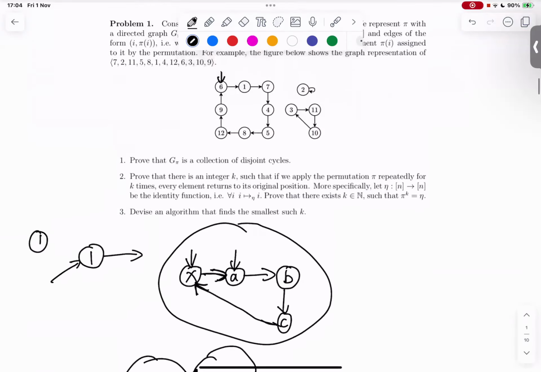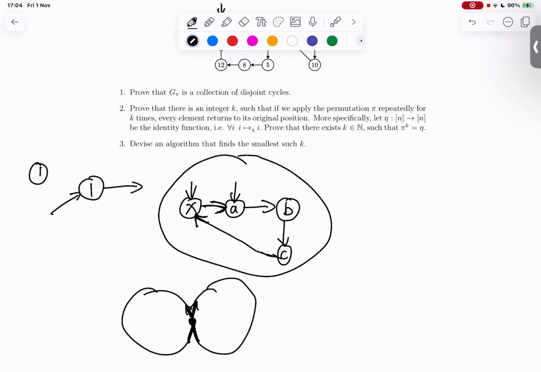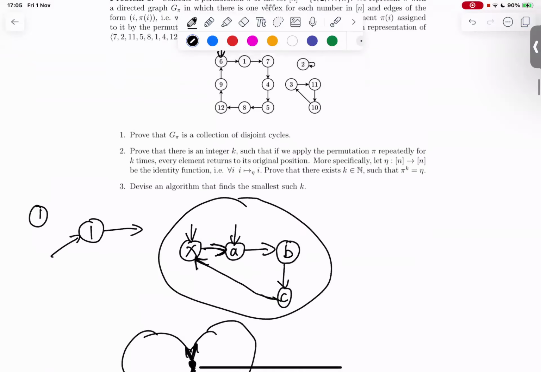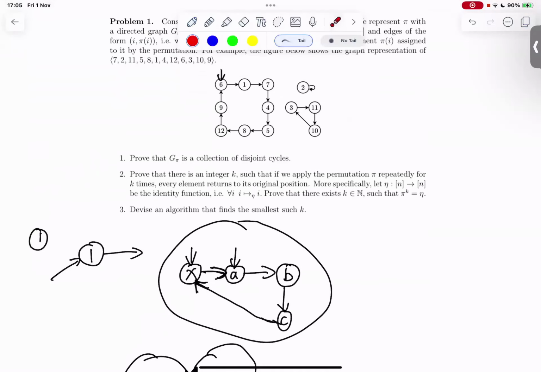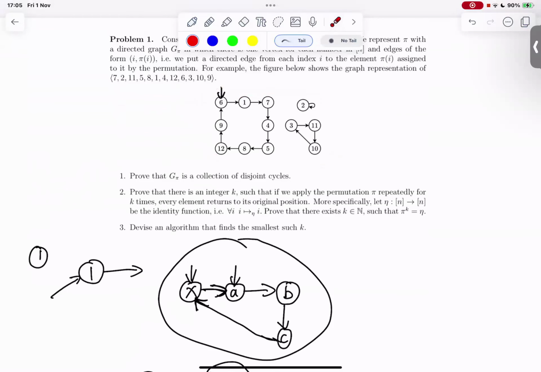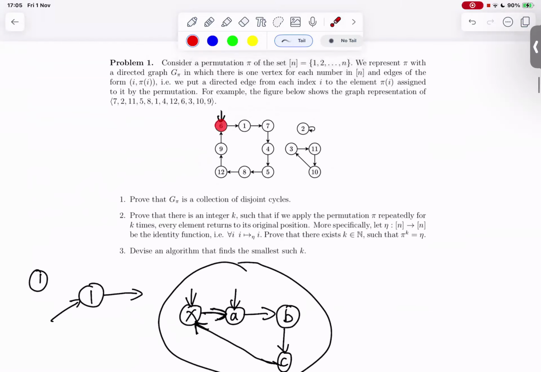For the second problem, we have to prove that there is an integer k such that if we apply the permutation pi repeatedly k times, let's consider this graph. Suppose that we apply this permutation starting at 6. We go to 1, and then we continue to 5, and then 8, 12, 9, and then finally we go back to 6. The count is 1, 2, 3, 4, 5, 6, 7, 8 times. So this cycle has 8 vertices.